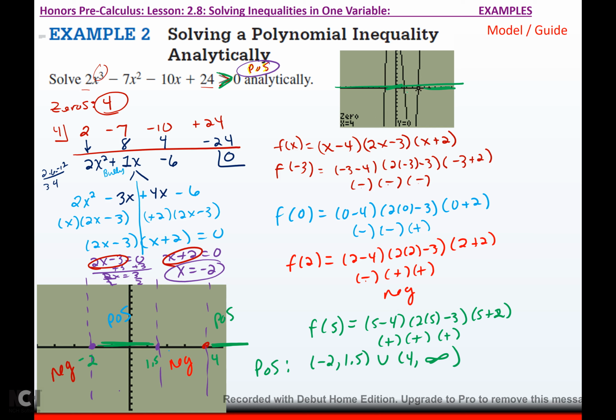Here's positive and here's positive. Alright. There's a little better graph.